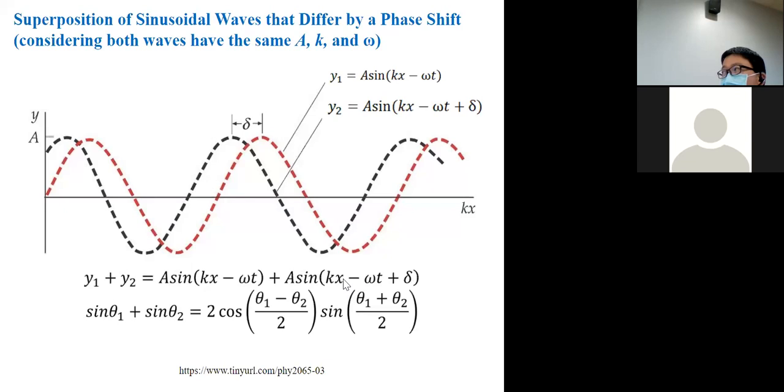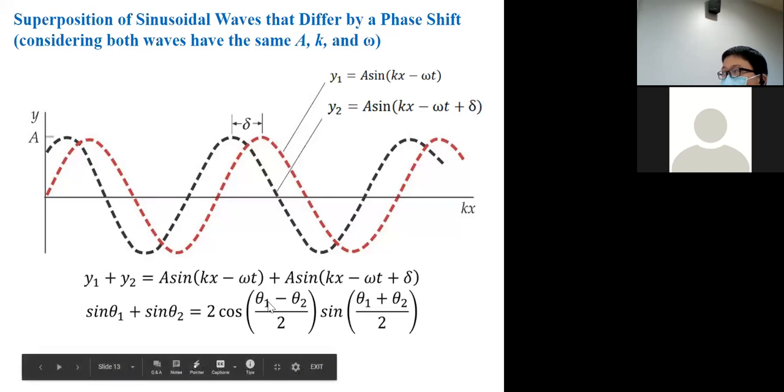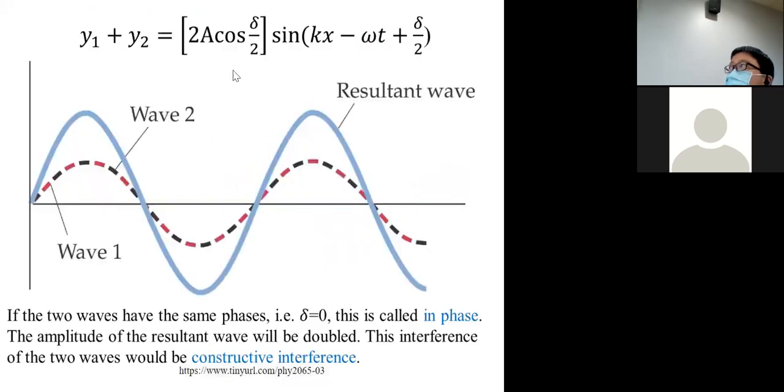If you need a review, you probably have to look up the table of trigonometric identities. So, a sine plus a sine: sine theta 1 plus sine theta 2 will be 2 times cosine of 1/2 of the difference of the two angles, times sine of 1/2 of the addition of the two angles. This is how two sine functions add up. So you apply that relationship here, and you'll get this result.